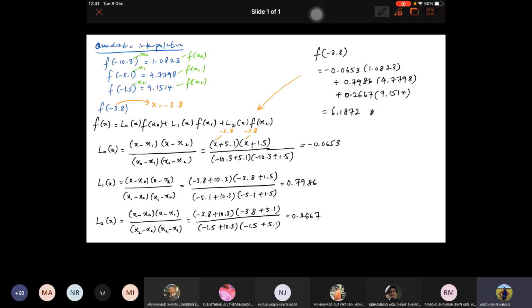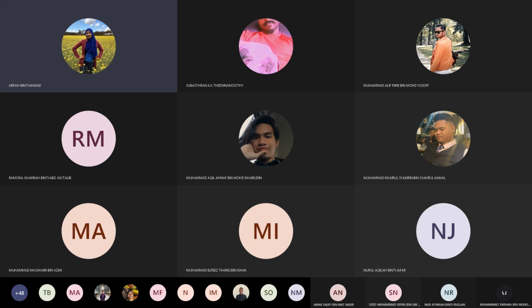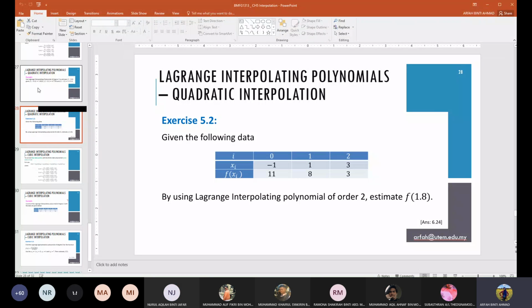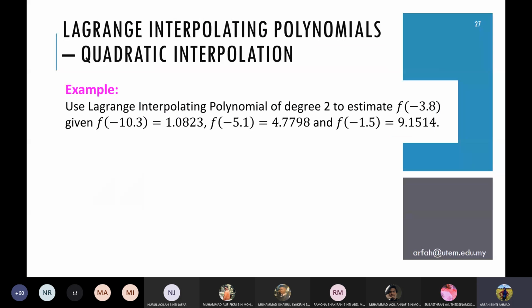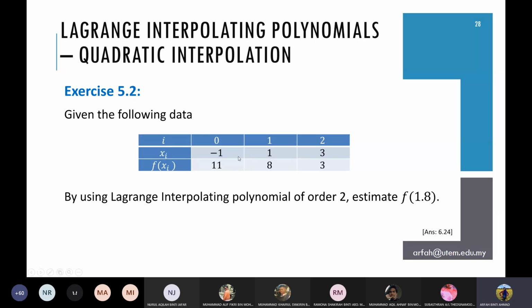Okay, so share screen. Okay, that is about Lagrange quadratic interpolation. So we have tried this example. Basically Lagrange very simple. Awak just masukkan dia punya point and the formula is very straightforward as well. Okay. So the next one, kita ada cubic interpolation. Ni exercise you can try by yourself. Dia bagi 3 titik, x0, x1, x2 dan juga fx1. So fx0, fx1 and fx2.